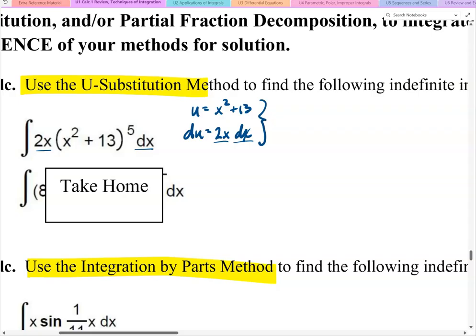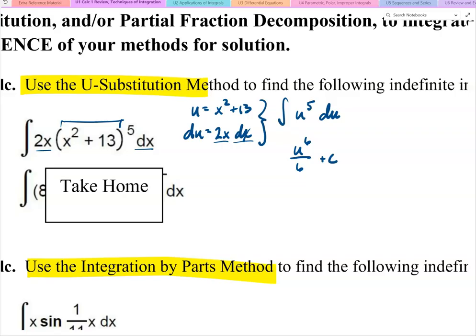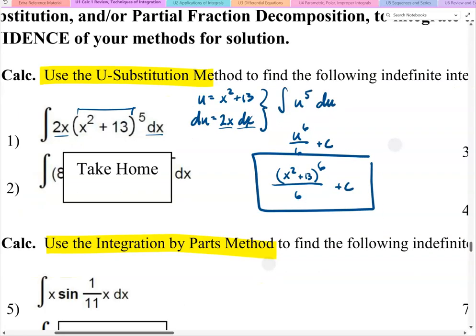And so that leaves me with now an integral of u to the 5th power with respect to u after making our substitution. And the antiderivative of u to the 5th ends up being u to the 6th divided by 6 plus c. Of course, we'll need to back substitute, and we'll call this x squared plus 13 quantity to the 6th power divided by 6 plus c. And we'll call that good from there.